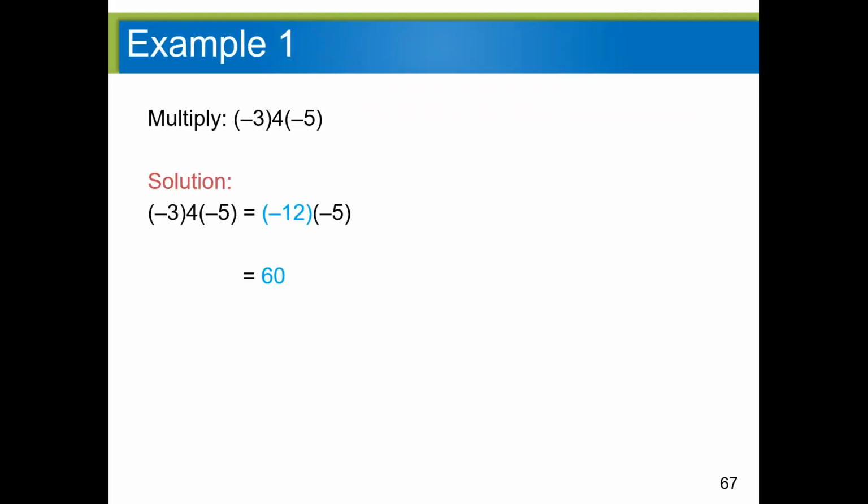Cool. So again, this is suggesting starting from the left and going to the right. I have -3. I multiply by 4 to get -12, and I multiply -12 by -5. That's 2 negatives. They flip over to be +60.